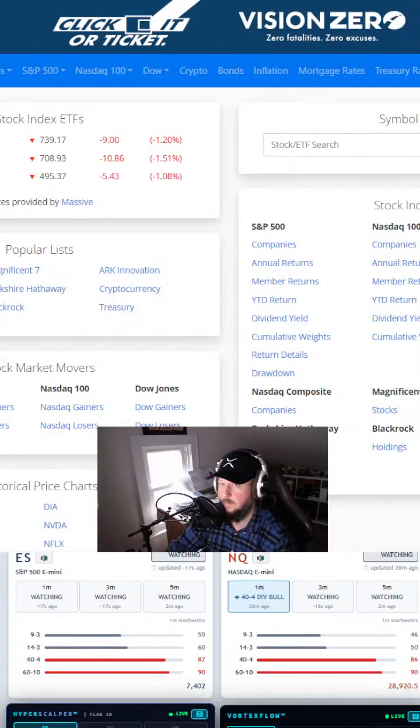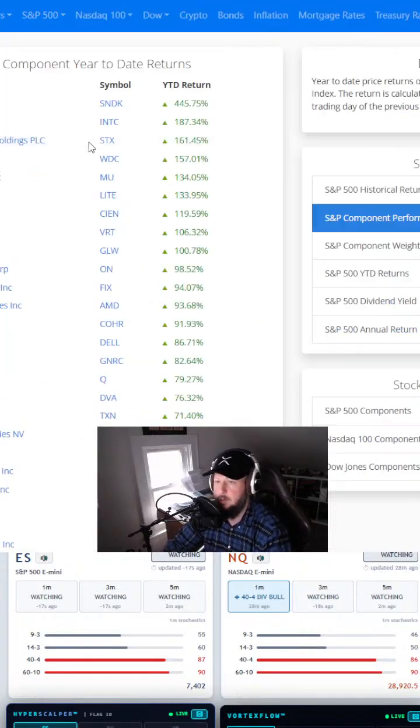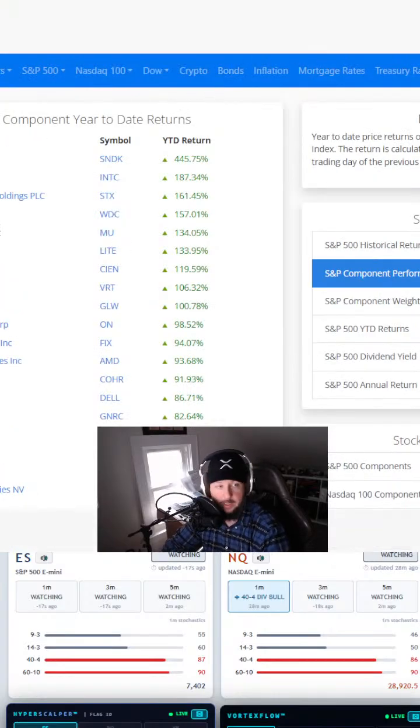Slick Charts. Everybody should go to Slick Charts. It is awesome. You can go to the S&P 500 right here, and you could look at component performance. So how does each component of the S&P 500 look? So SanDisk is up. Oh, you guys can't see that on the mobile.